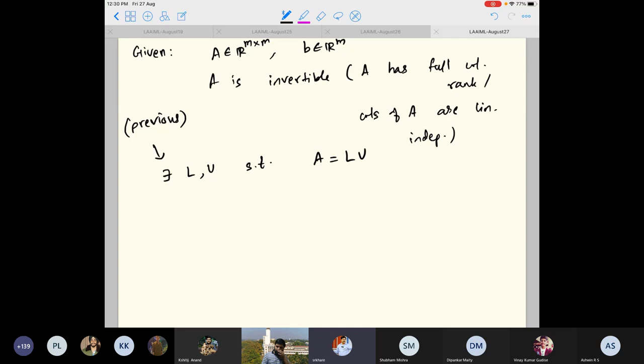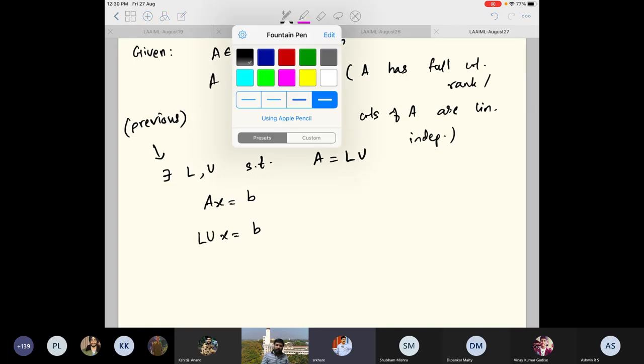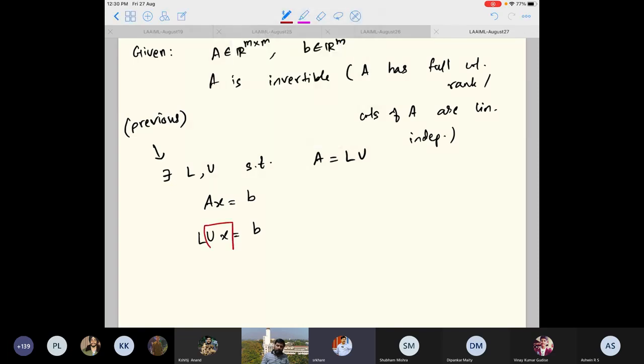So if you have A is equal to LU, then if you want to solve AX is equal to B, what we are really doing is solving LUX is equal to B, right? I am writing A as LU. This UX, I keep aside and call it vector Y. Then what do I do? First solve LY is equal to B by back substitution. No, this will be forward substitution. So by forward substitution.